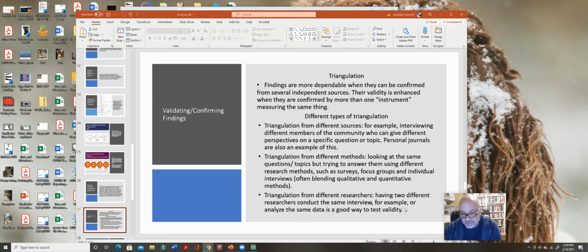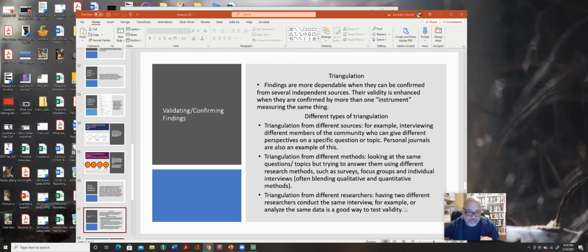Triangulation from different researchers. You have two different researchers conducting the same interviews, for example, or interviewing different things. I think this is really interesting because if you have two different interviewers, you try to tamper down the personal biases that you may have, the natural skewing from human behavior. So you try to tamper that down by having two different researchers conducting the same interview, and that's a really good method to try to get that done.